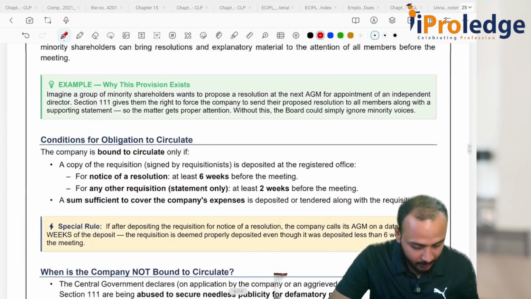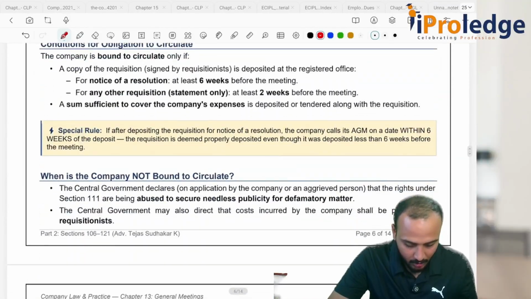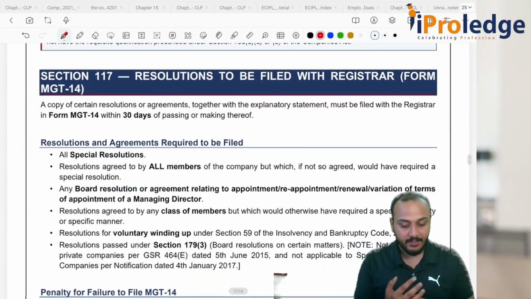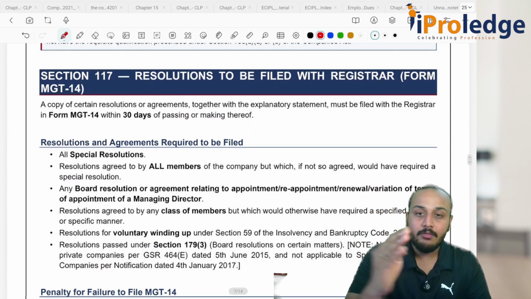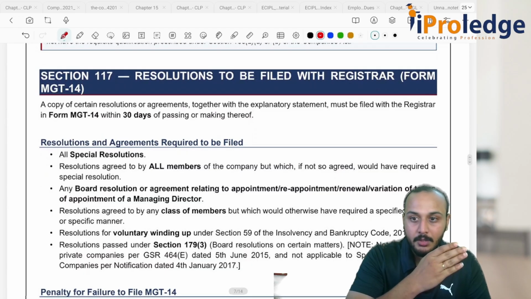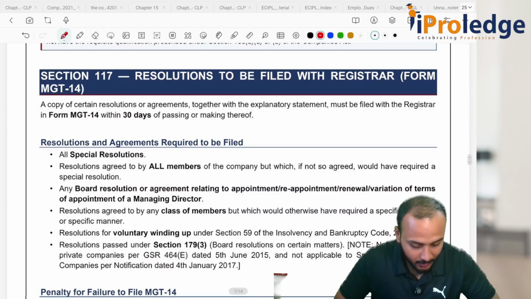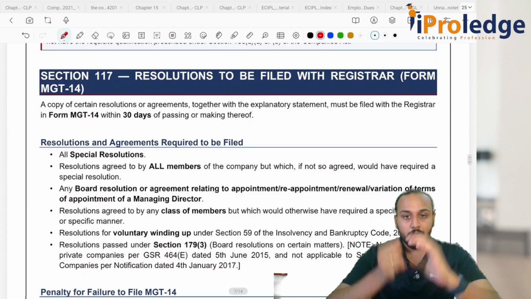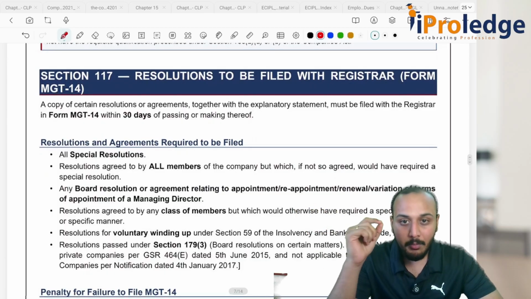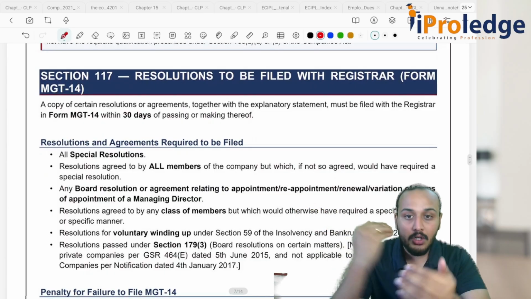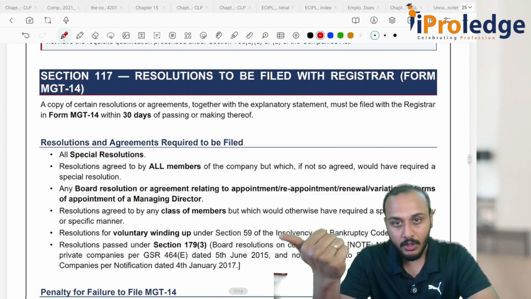Okay. Then you have circulation of resolution. Then coming to section 117, which are the resolutions that need to be filed with the registrar. Whenever you would have studied across resolutions to be filed, okay, so now which resolutions? You remember across wherever you were studying company law, you would have come across those topics where the Companies Act requires the company to file MGT 14.